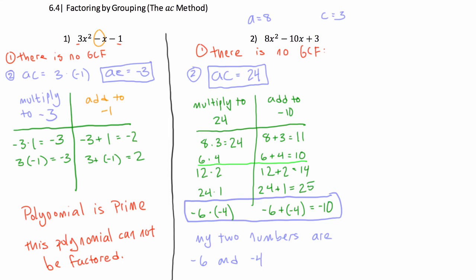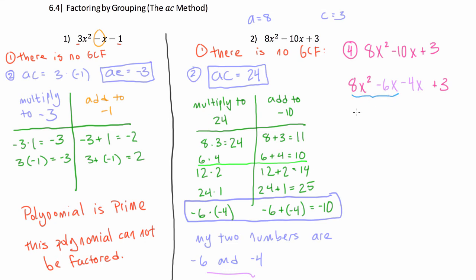So now what I want to do is take this original polynomial, 8x squared minus 10x plus 3, and rewrite that middle term using the two numbers I found here in step 2. So instead of minus 10x, I'm going to write minus 6x minus 4x. And then if you do this correctly, you are guaranteed that this will be factorable by grouping.